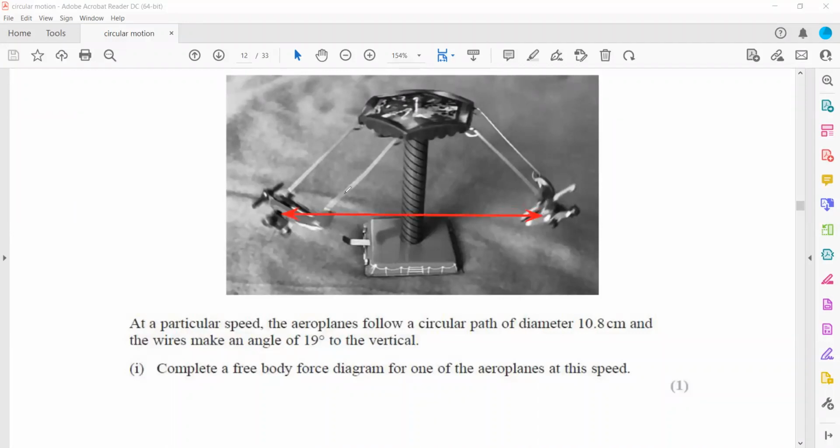So the radius will be equal to 5.4 centimeter. And the angle it makes is 19 degrees from the vertical. We have to complete a free body force diagram for one of the airplanes. It's a similar question to the previous one. So weight is acting downward.